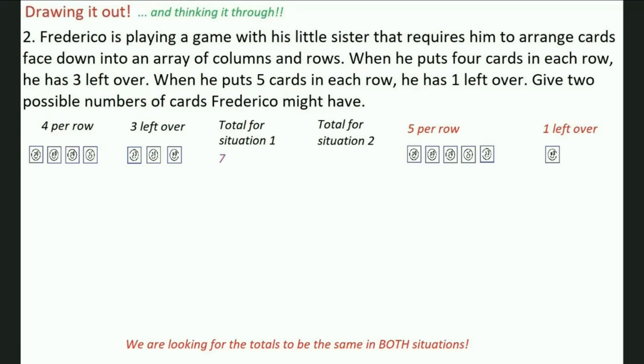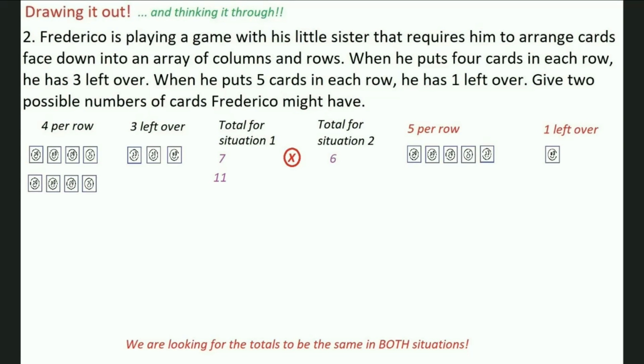We have 4 per row with 3 left over. If we just do what we see here, that's 4 plus 3, that's 7. All right, that's our first situation. So we look on the other side, we notice, okay, we have 5 plus 1. That's 6 cards. So we know that he doesn't have 7 cards in a deck. We know he doesn't have 6 cards in a deck. So that's not a match. But let's look at the second situation. If I have 8 cards plus 3 left over, then I'm looking at 11 total cards.